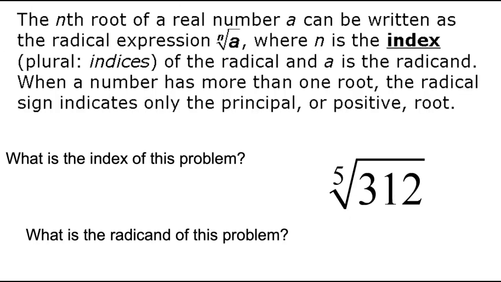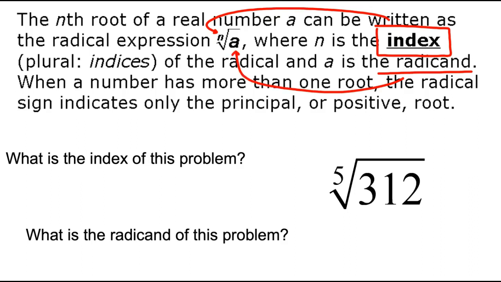Here's a little definition of some terms. The nth root of a real number can be written as a radical expression, the nth root of a, where n is the index. So the big thing to take away from this page is the index is talking about whatever root it is, whether it's square root, cube root, fourth root. And the radicand is the number or the expression that is inside the radical symbol. So down here it says, what is the index of this problem? The index is 5.